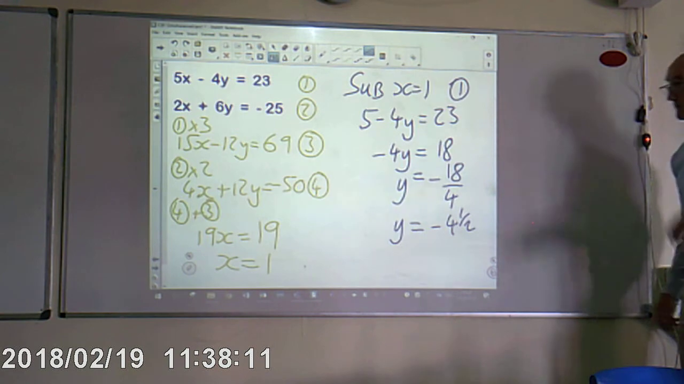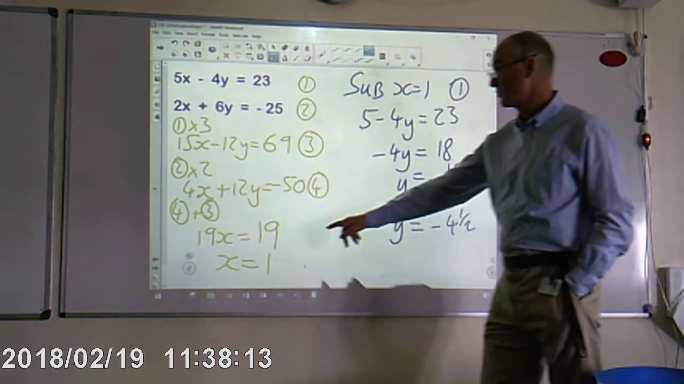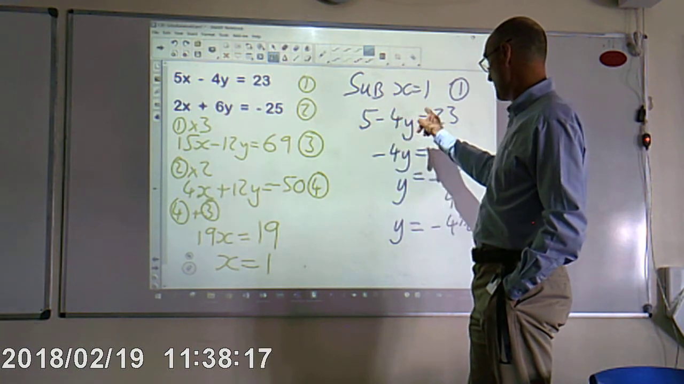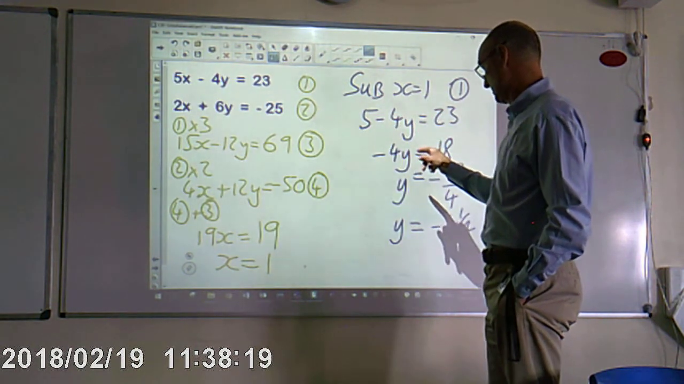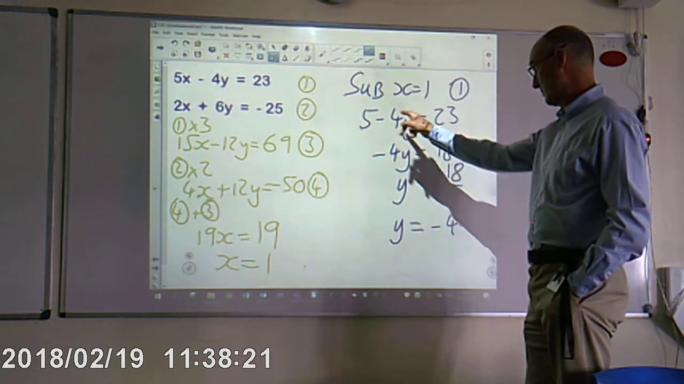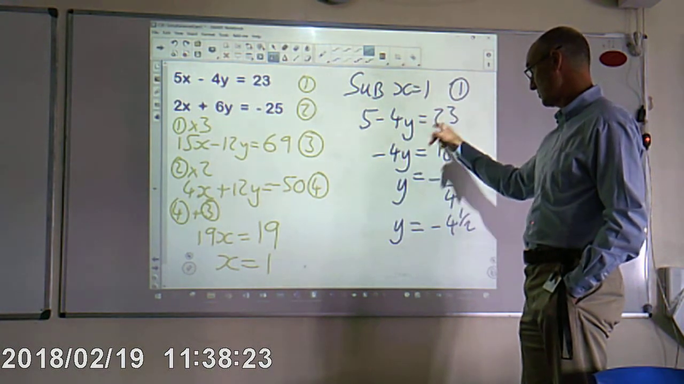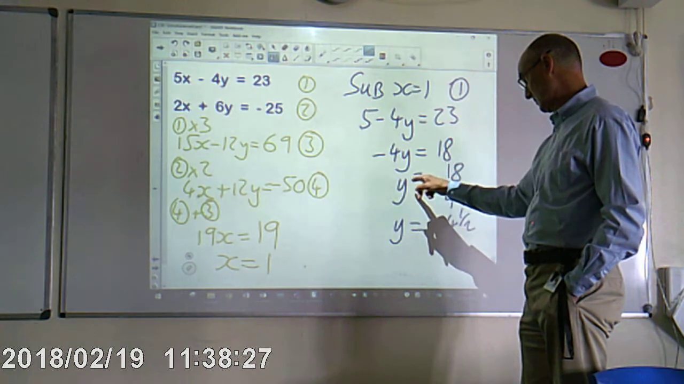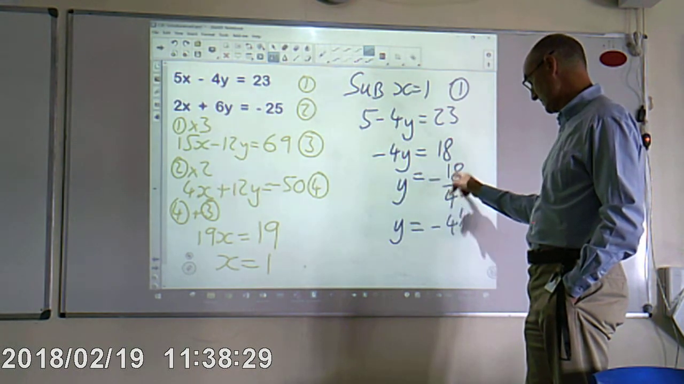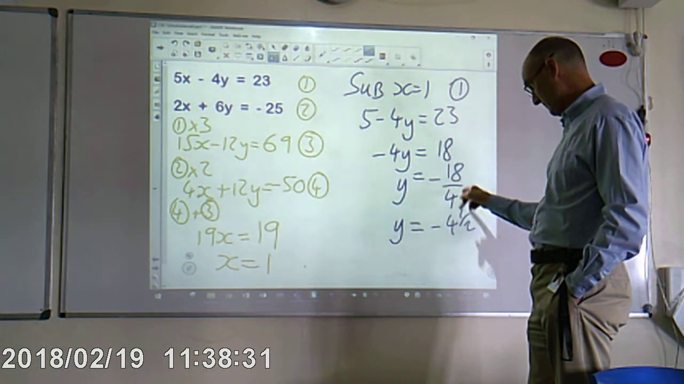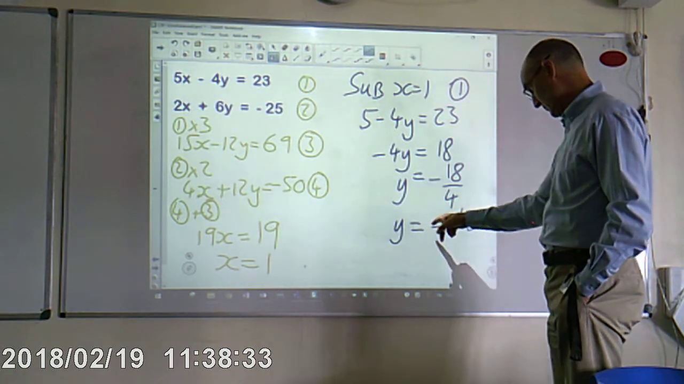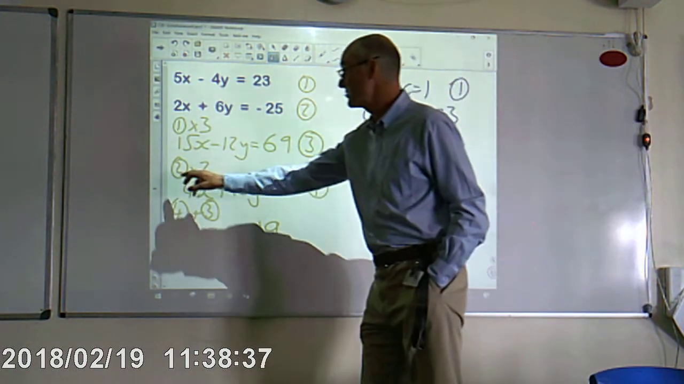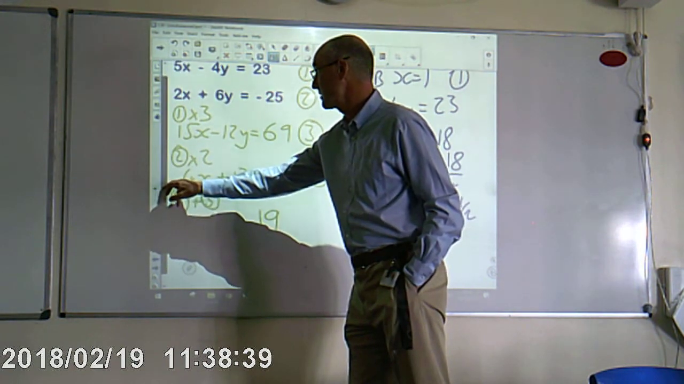Got a value of x equals 1. I'm quite happy with that. So 5 take away 4y equals 23. Take away 5 from both sides. So minus 4y equals 18. So y equals 18 over 4, but it's a negative. So y equals minus 4.5. So we're going to have to substitute that back in and see if that works. That's quite complicated, isn't it?